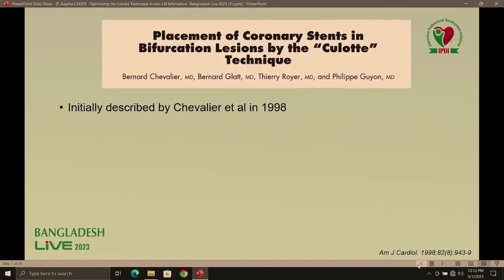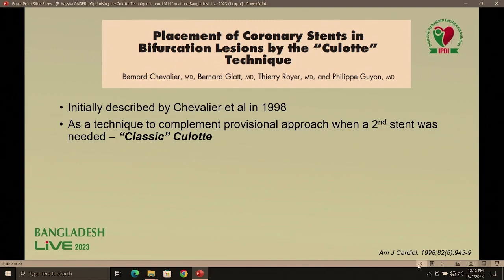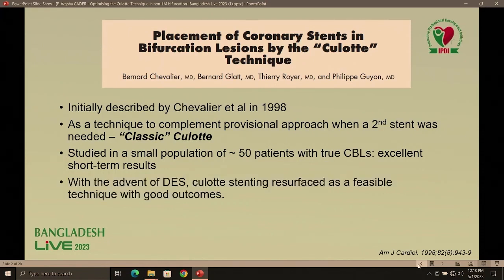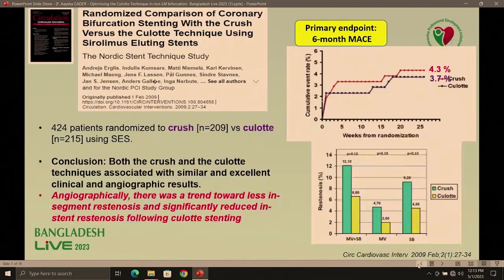So it's about optimizing outcomes with the Culotte technique, which was initially described by Bernard Chevalier et al. in the 1980s. And this was brought about in order to complement a provisional approach when a second stent was needed, which is known as the classic Culotte. At that time, it was studied in a small population of about 50 patients with true complex bifurcation lesions with excellent short-term results, but it didn't really take off until the advent of drug-eluting stents, where it resurfaced as a feasible technique with good outcomes.